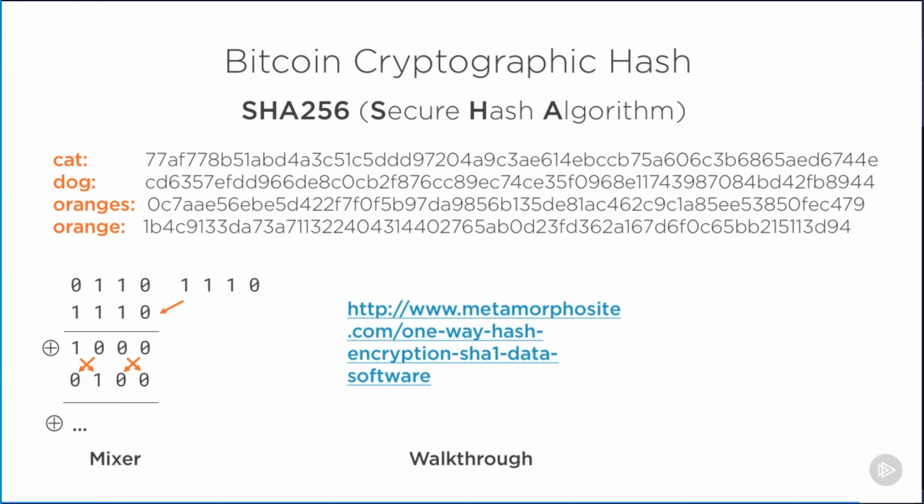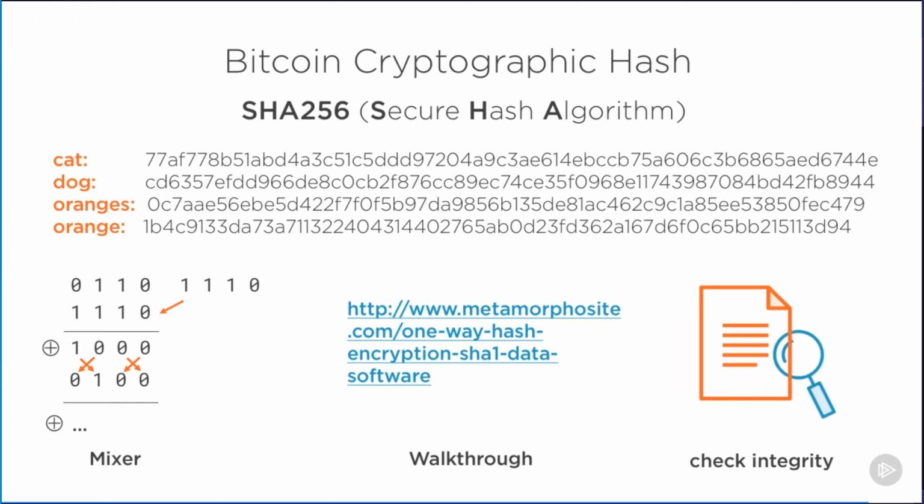The irreversibility makes it useful for checking the integrity of files. By checking the cryptographic hash of a file, you can be sure the file is authentic down to every bit. It's impossible for someone to create another file with that same hash.